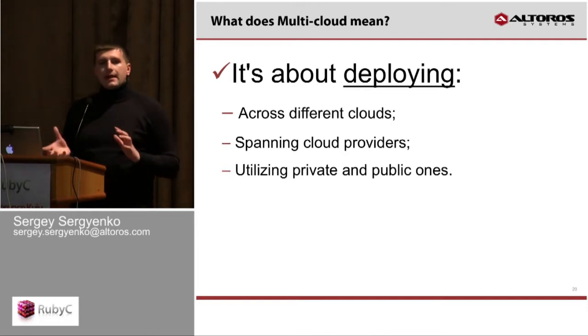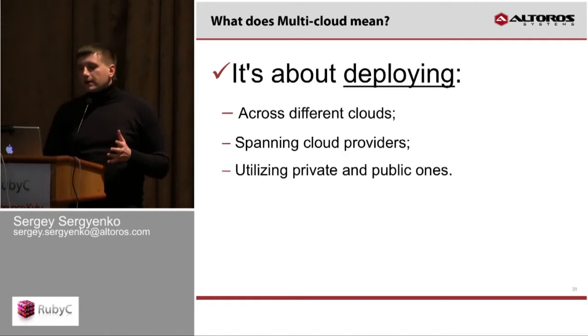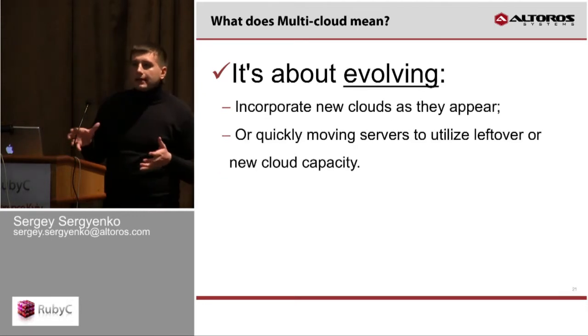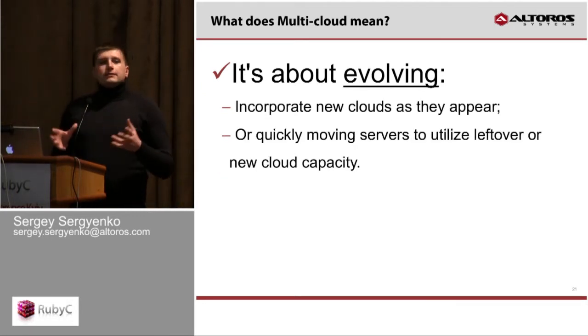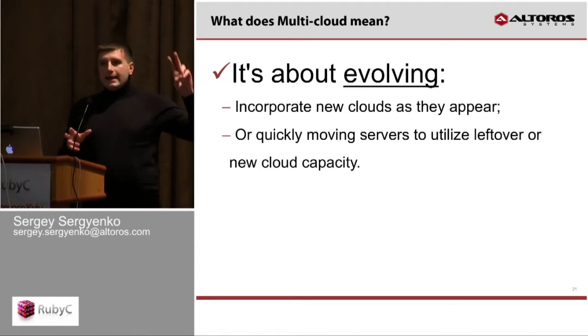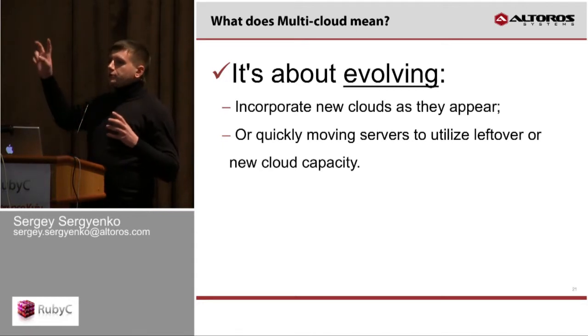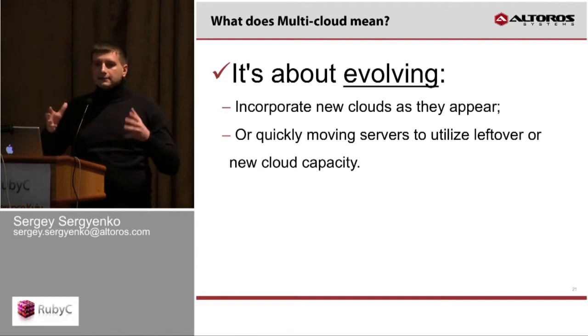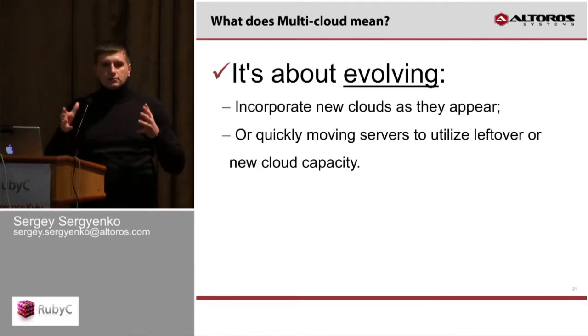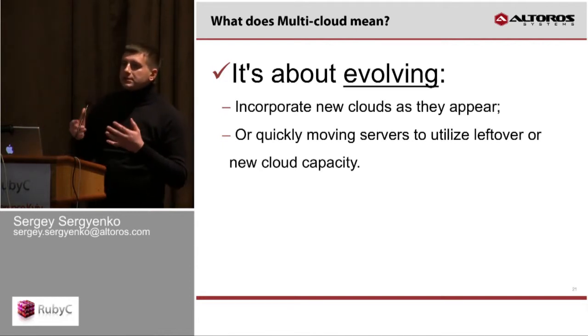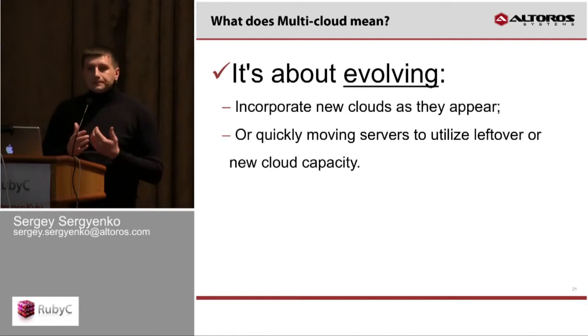It's pretty much the same. Really, multi-cloud is about your application deployment. If you can deploy your application in cloud A and then easily deploy it to cloud B, that means that your application is multi-cloud. And that means that you created it in a multi-cloud way.